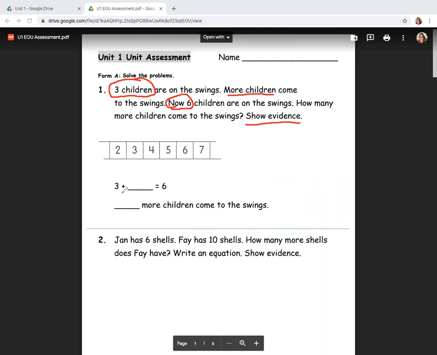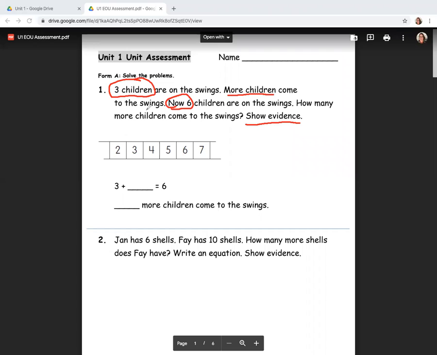You have the equation 3 plus blank equals 6. Blank more children come to the swings. So I want you to solve the problem. There are 3 children on the swings. More come. Now there are 6. Go ahead and solve your problem. Draw your pictures. You may press pause, and when you're done, you can press play again to go to problem 2.